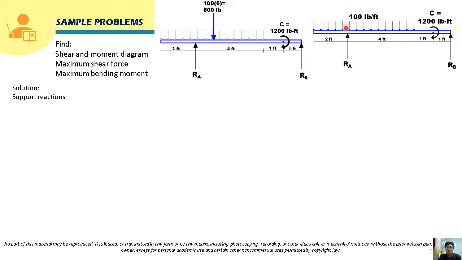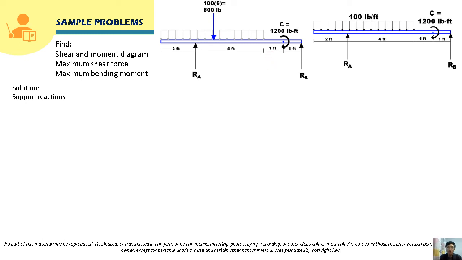Its equivalent point load will just be the area of this rectangle. The height is 100 times its base, which is 2 plus 4, that is 6. So 100 times 6, the equivalent point load here will be 600 pounds. Its location will be at the mid-span of the loading. If the loading is 2 plus 4, that is 6, so this equivalent point load will be located 3 meters from here, and 3 meters from here. So that's the location of the point load.